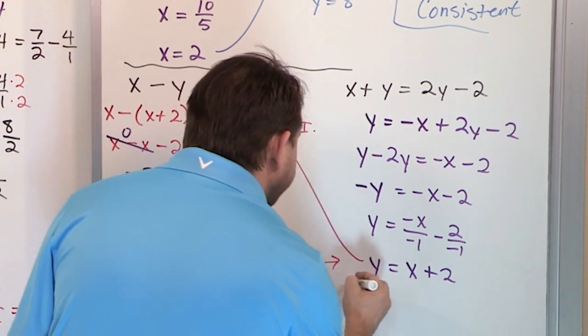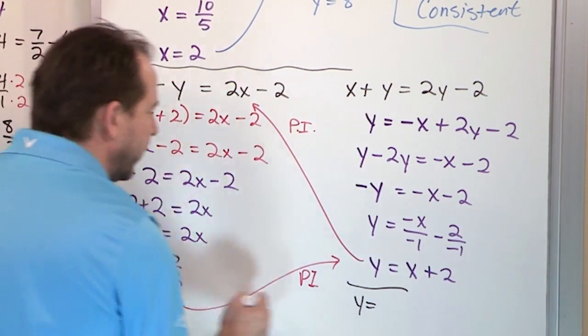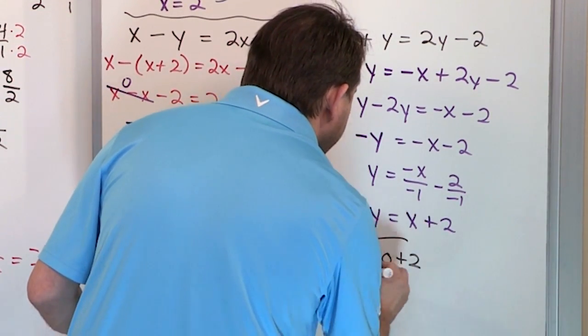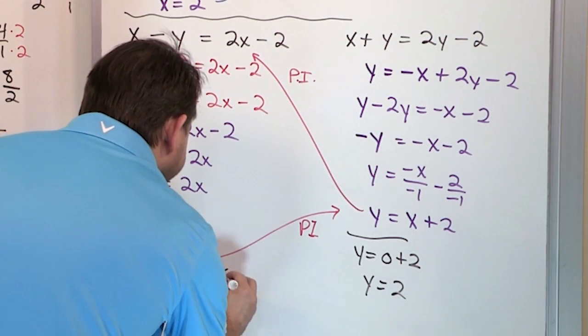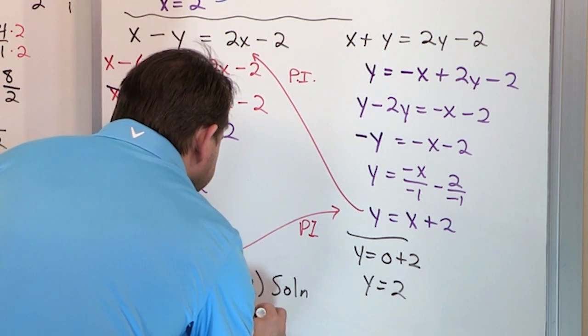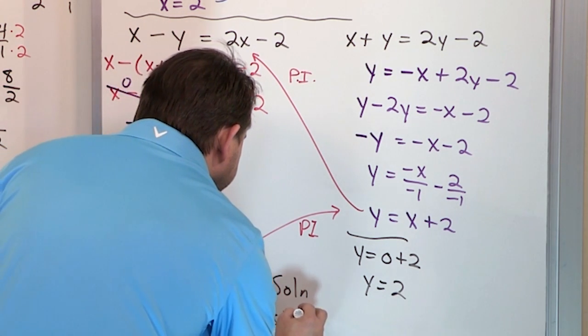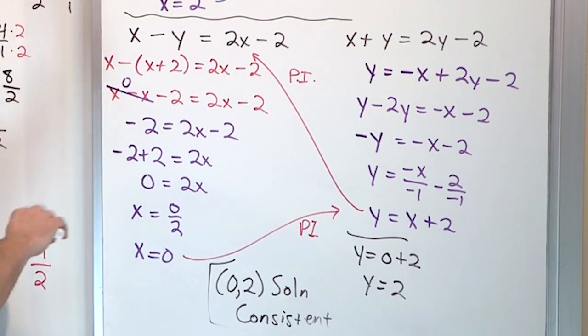So what happens is, you get that y is equal to x plus 2, but now we know that x is 0. Plus 2, so y is equal to 2. So what you write down in your paper is 0, 2 is the solution, and you say it's consistent. Consistent. All right?